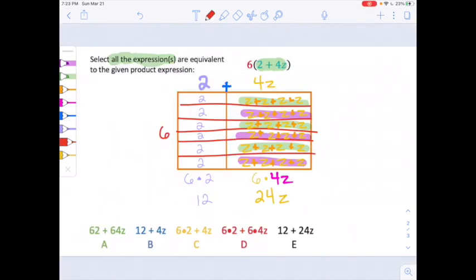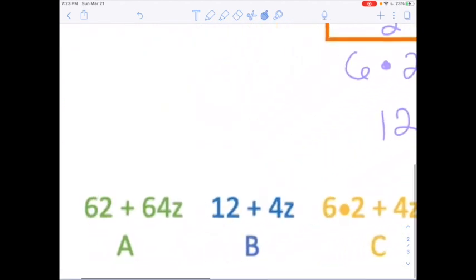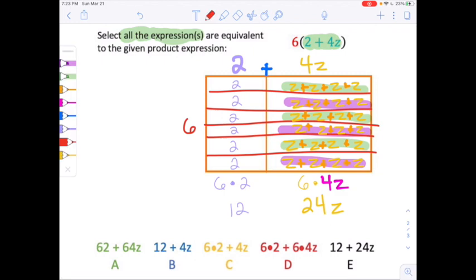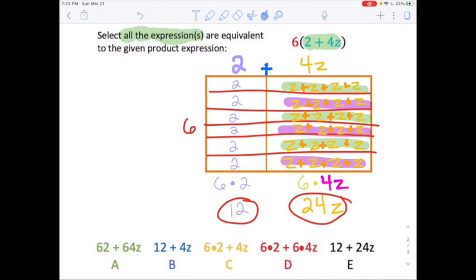Okay, so we're going to compare our work to these options down below. So here's the first one. It says 62 plus 64 Z's. So let's take a look back here. We got the number 12 and 24 Z's. So 62 plus 64z doesn't make much sense at all.